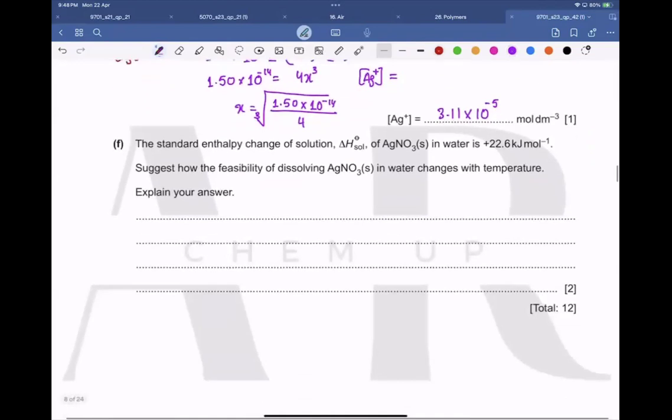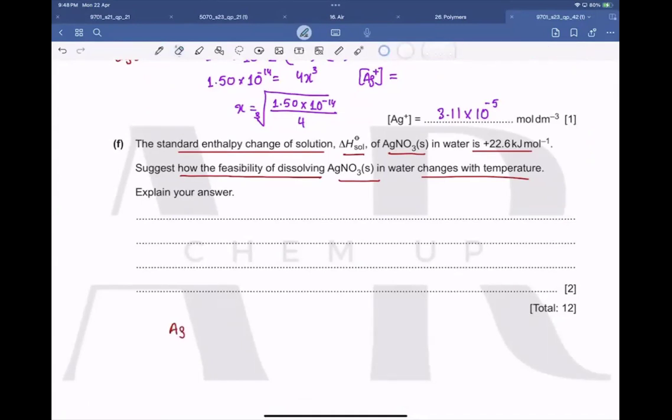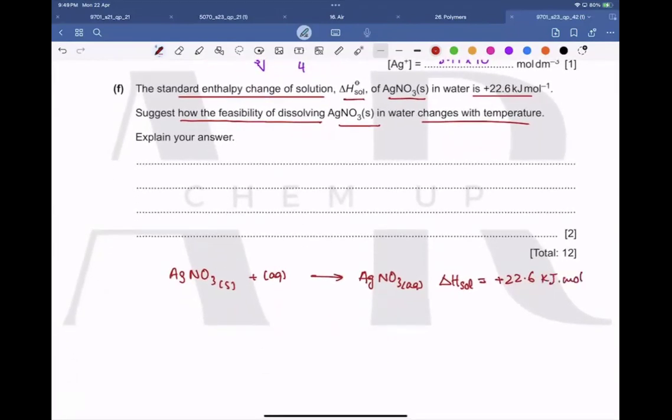Okay. Now, the standard enthalpy change of solution of silver nitrate solid in water is plus 22.6 kilojoule per mole. Suggest how the feasibility of dissolving of silver nitrate in water changes with the temperature. So it's an enthalpy change of solution, right? It means when silver nitrate gets dissolved and turns into aqueous solution, its enthalpy change of solution is positive 22.6, right? Is this clear to all of you? Okay. Now, if you look at this equation, can any one of you tell me the entropy change? Would it be positive or negative?